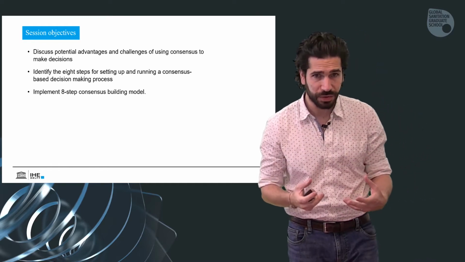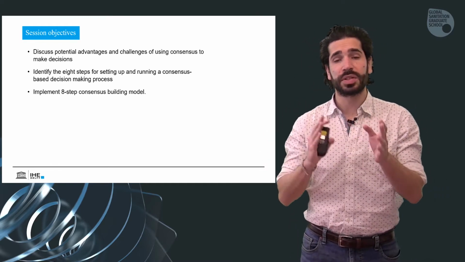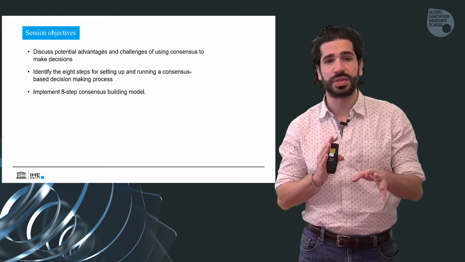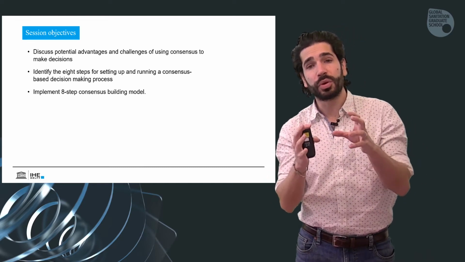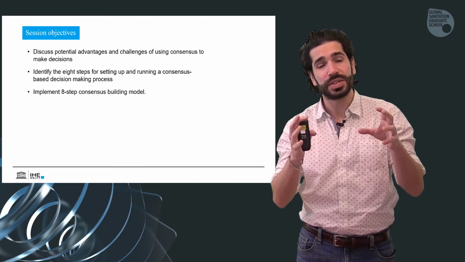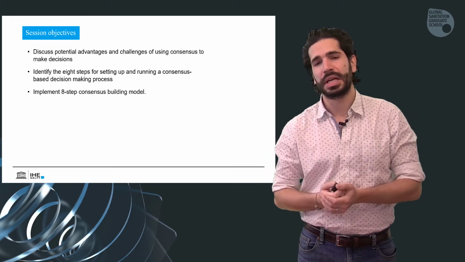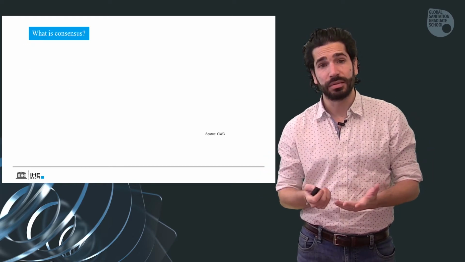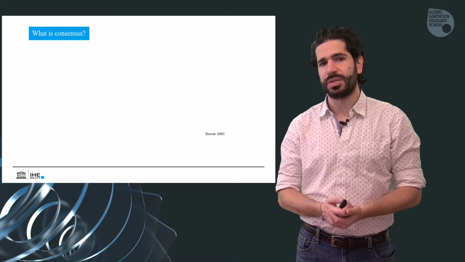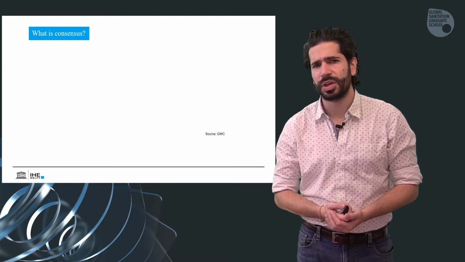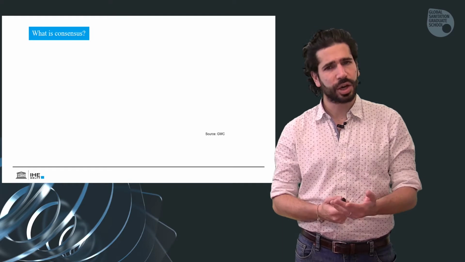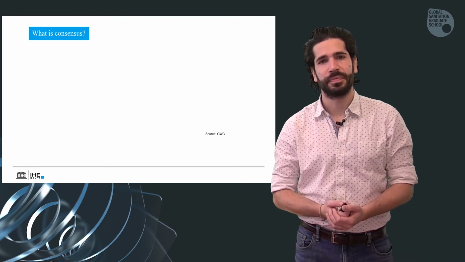So our session objectives for this one are to discuss the possible advantages and challenges of using consensus. We are going to give you a framework with 8 steps on how to make consensus, and then you're going to implement it in an exercise. So to begin, what is consensus? Take some time with yourselves and discuss what this could be. Come back in about 5 minutes.